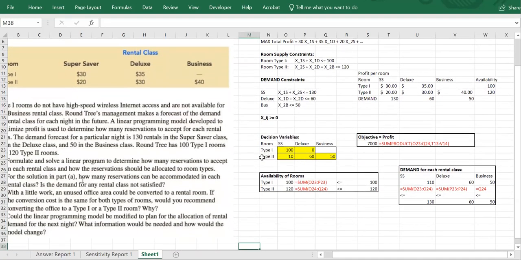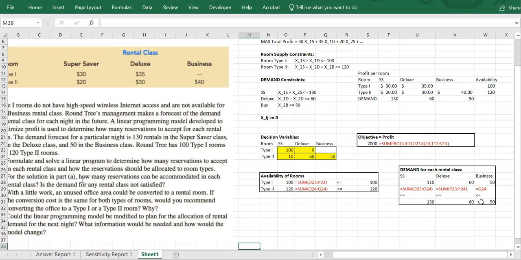So we see that of 100 type 1 rooms that we had, all of them are allocated to Super Saver class. And then out of 120 available type 2 rooms, 10 go to Super Saver, 60 to Deluxe, and 50 to Business class. All right. So we are using everything that we have available. And the maximum profit that we can make is $7,000.